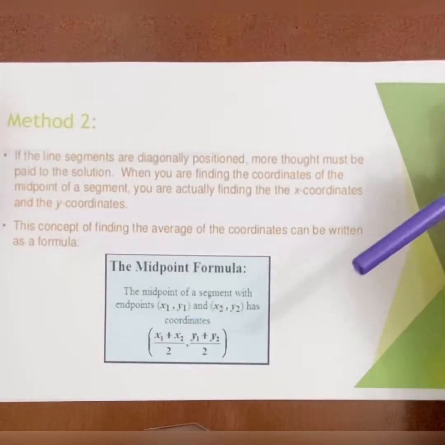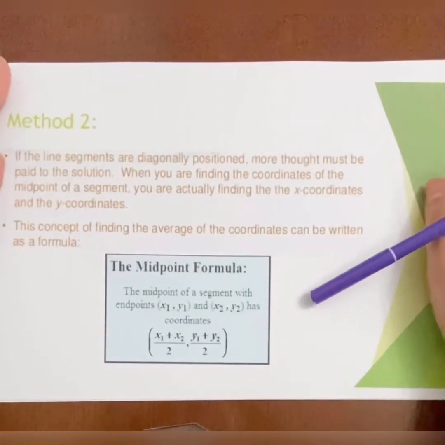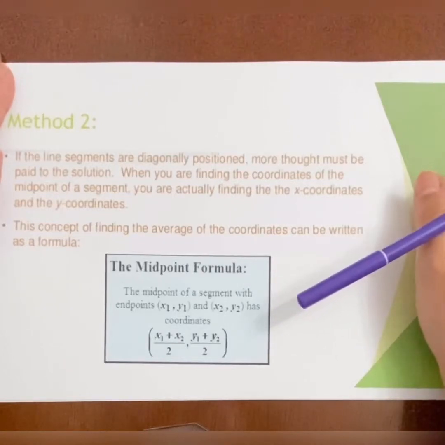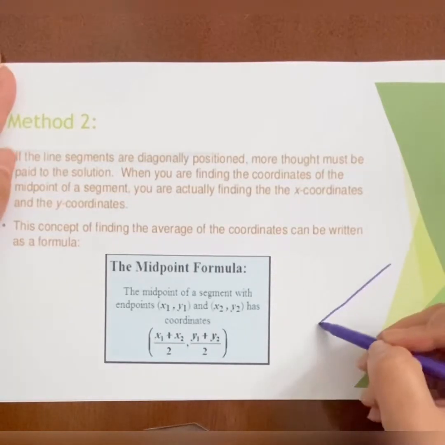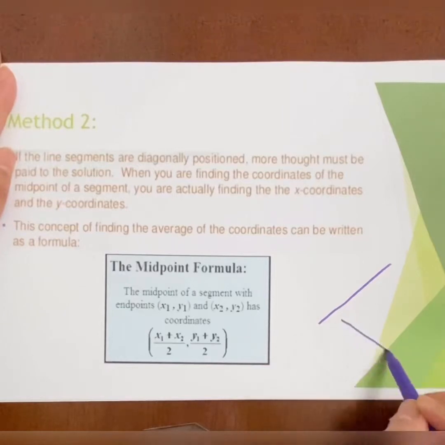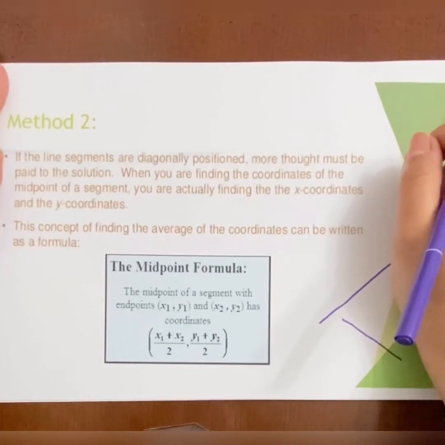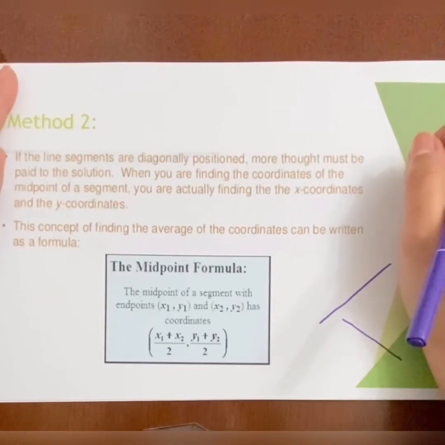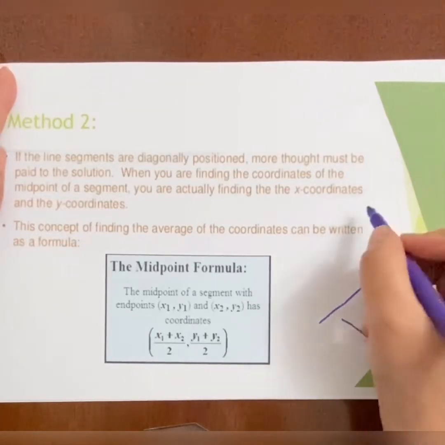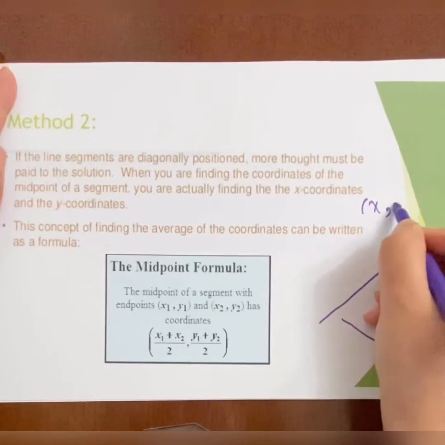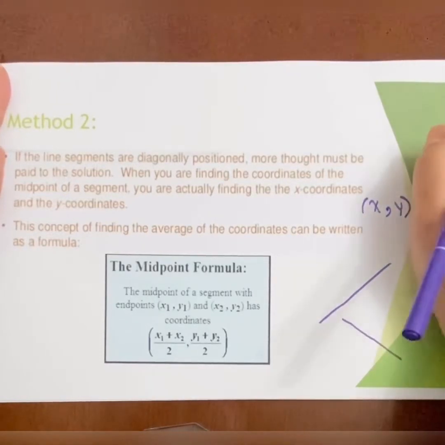This is our second method. If the line segments are diagonally positioned, diagonally means it's either like this or like this, it's easier to use this method. More thought must be paid to the solution. When you are finding the coordinates of the midpoint of a segment, you are actually finding the x coordinate and the y coordinate. We need to know the x and the y in order to find the midpoint.